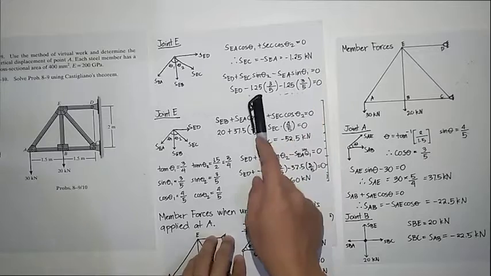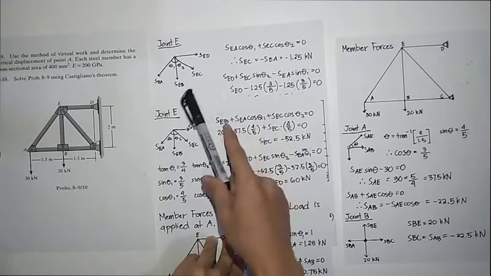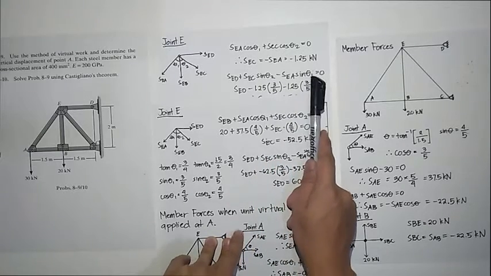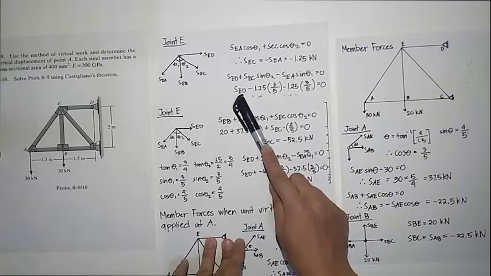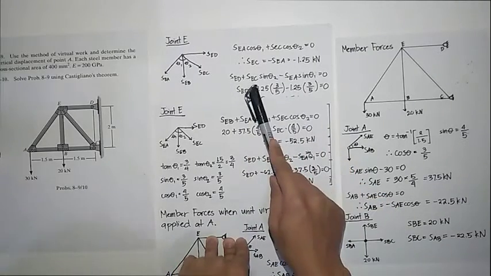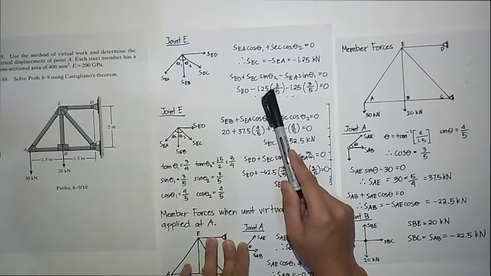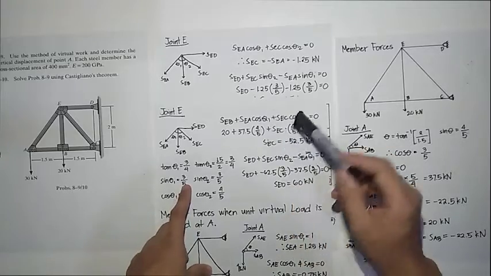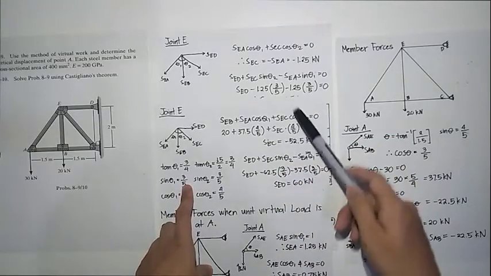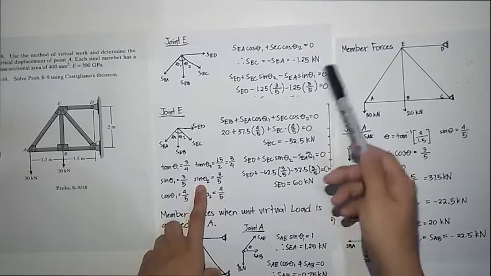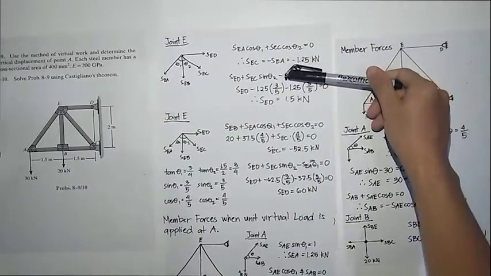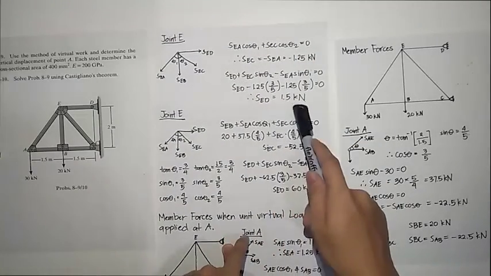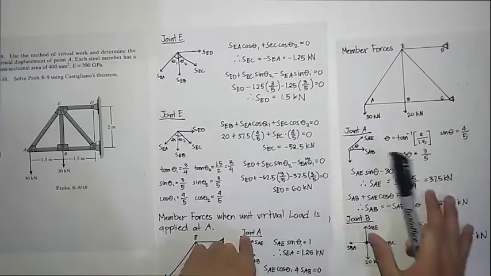So, susunod na naman po na solution ay ito. SED plus SEC sin theta minus SEA sin theta 1 is equals to 0. So, ang SED po ang hinahanap sa solution na ito. Meron na po tayong SEC na negative 1.25 times yung sin po kanina na 3/5, then minus 1.25 times 3/5 na sin theta po, and equals to 0. So, now, may answer po tayo na SED na equals to 1.5. So, kanina, sinabi ko, isusulat natin yan sa table para makuha ang answer.